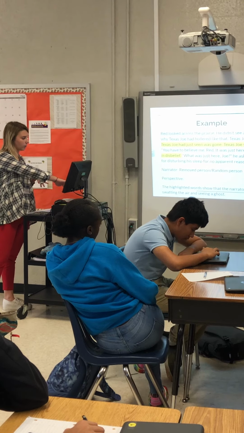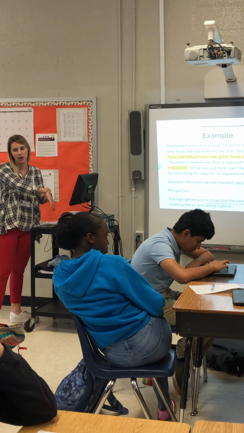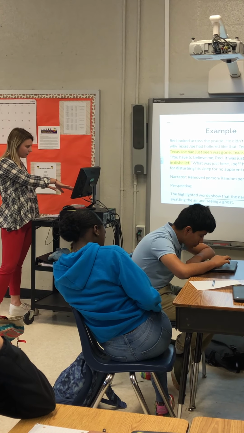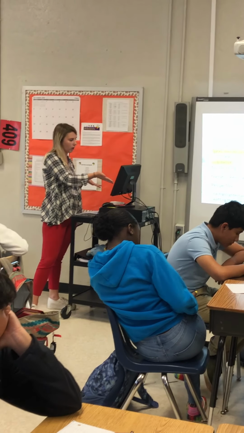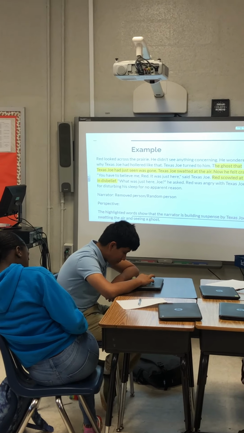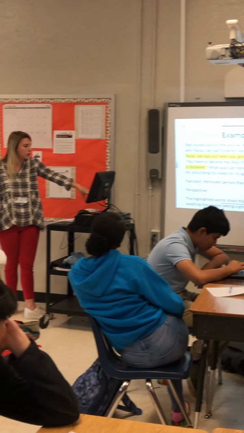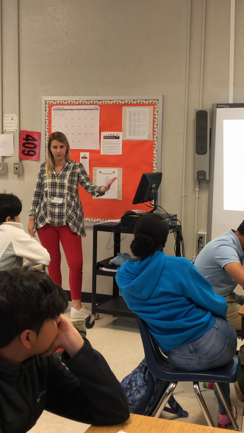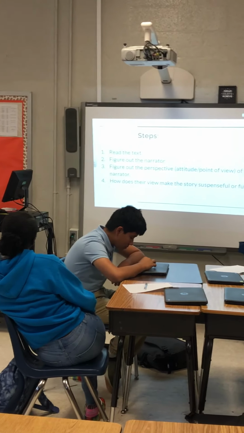So the narrator in this instance is a random person, not first person, it's third person. And for the perspective, the character Texas Joe is feeling crazy, weird, like the ghost, he's kind of skeeved out, right? And then I said the highlighted words show that the narrator is building suspense by Texas Joe swatting the air and seeing the ghost. Okay? And I got to that through these steps.